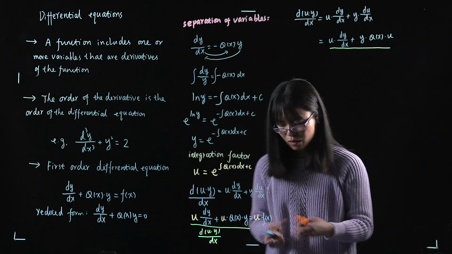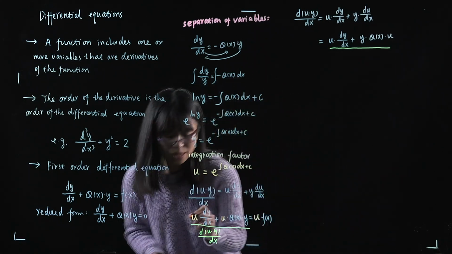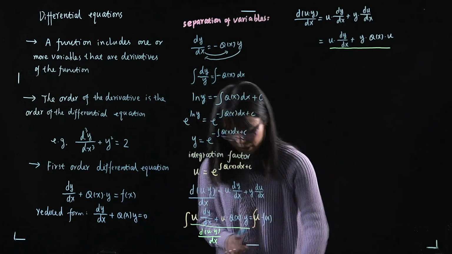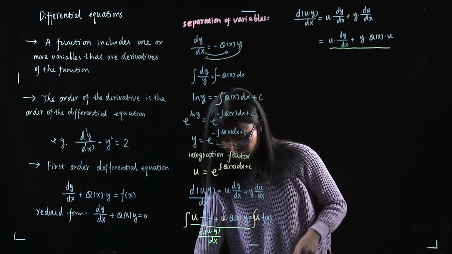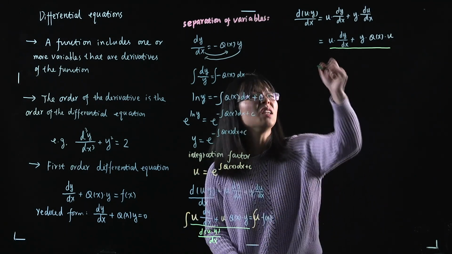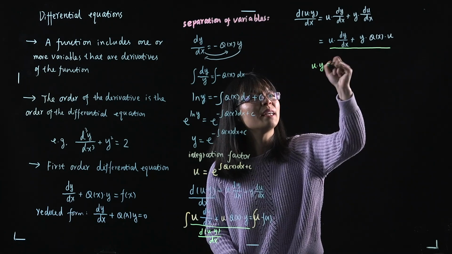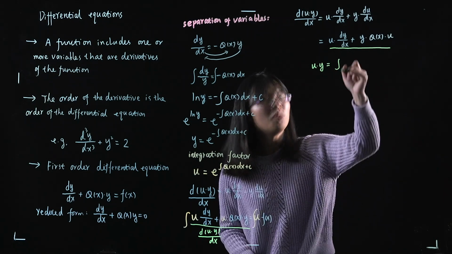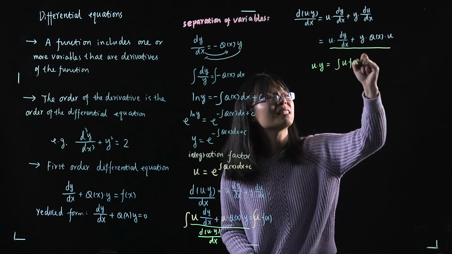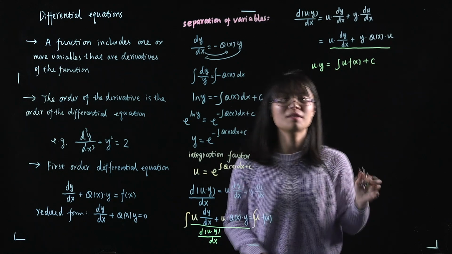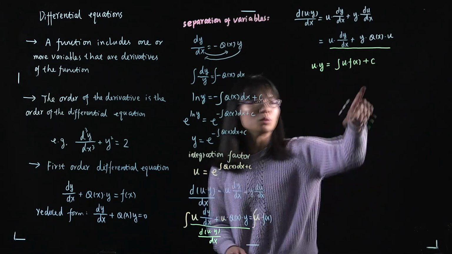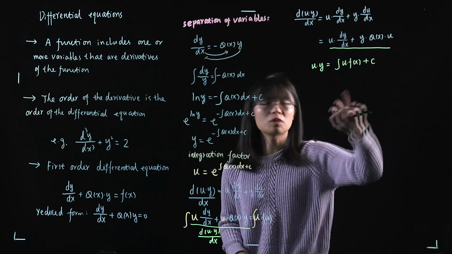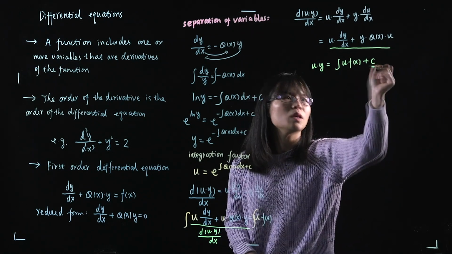If we go ahead and do the integration on both sides of the equation, what do we get after the integral? u times y equals the integral of u times f(x) plus c. Because this is an indefinite integral, do not forget to include the constant c. Sometimes this c is ignored or forgotten, so remember to include the c here.